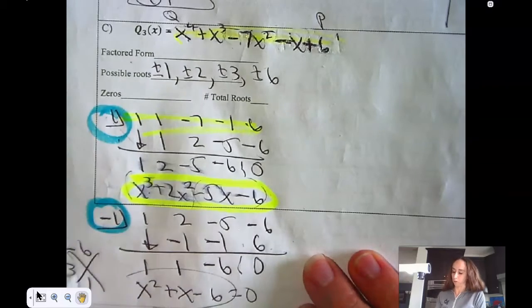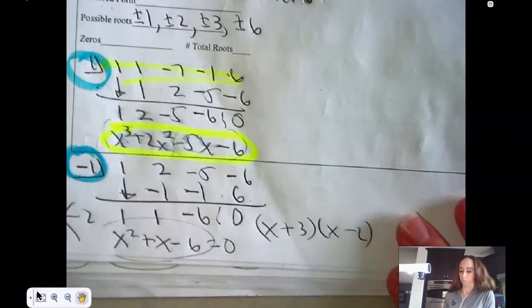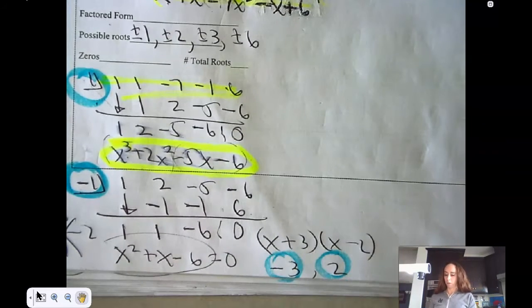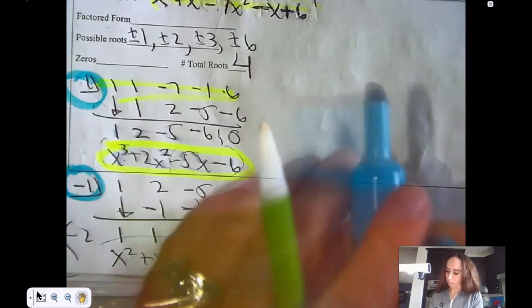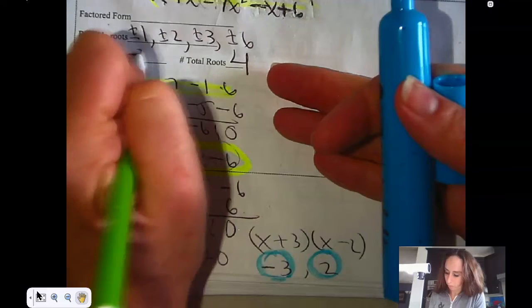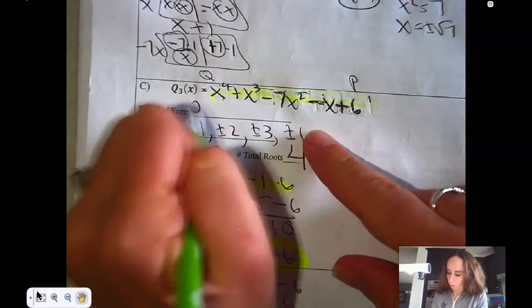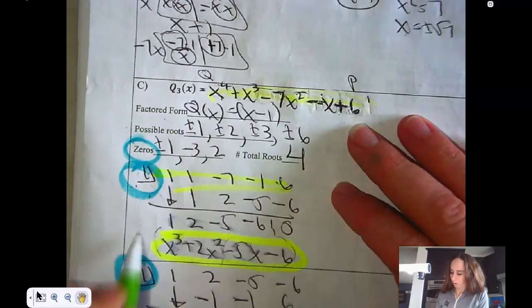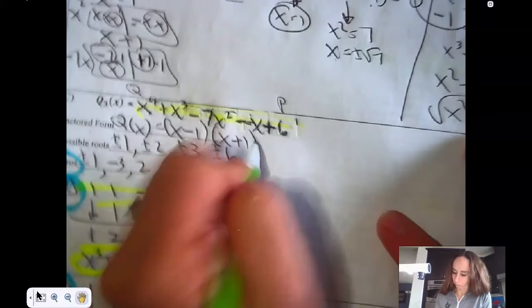Negative 6 and 1, 3 and negative 2, x plus 3, x minus 2, means my other 2 zeros are negative 3 and 2. So how many total roots do I have? 4. What are my zeros? Plus or minus 1, negative 3, and 2. How would I put that in factored form? I go backwards. Let me do q of x equals, doesn't matter the order, x minus 1, x plus 1, x plus 3, and x minus 2.